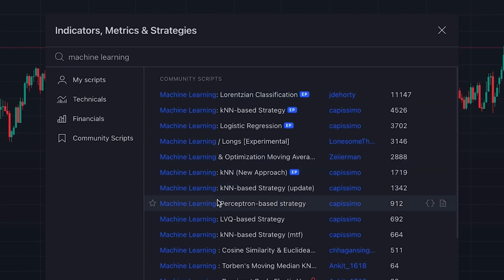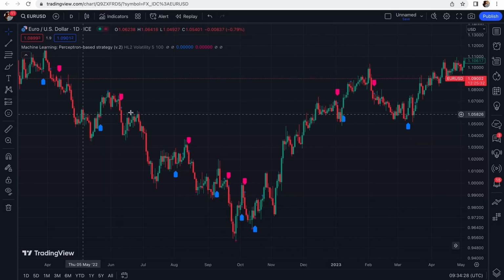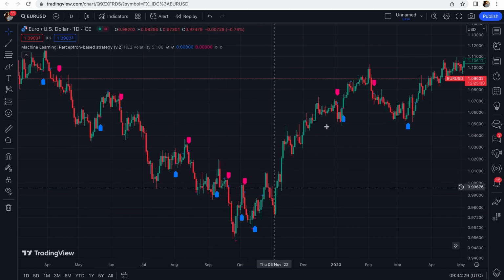To add this amazing indicator to our chart, here we click on indicators and we search machine learning. We add this one, machine learning perceptron based strategy, which is written by someone named Capissimo, if I'm pronouncing the name correctly. Alright, this is the indicator, and as you can see, some buy sell signals are added to our price chart in the form of these blue and pink labels.